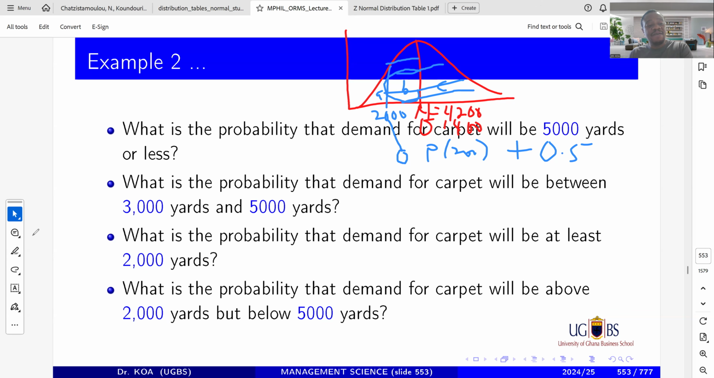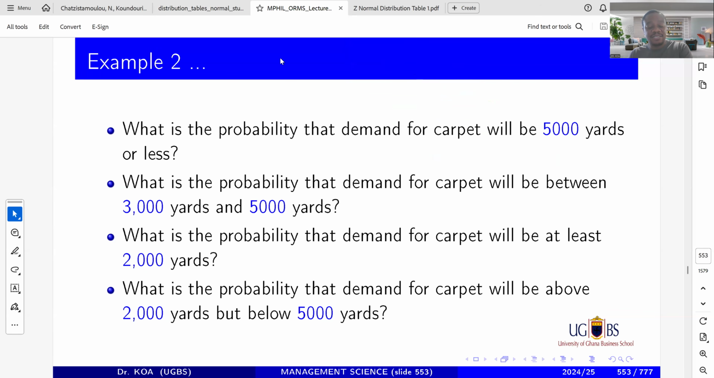What about if the question is this last one? This is the trickiest problem. The probability that demand for copper is above 2,000 but below 5,000. Draw it. Normally that's the first thing you want to do. And so once again, you show your mean, you show your 4,200, you show your 1,004.